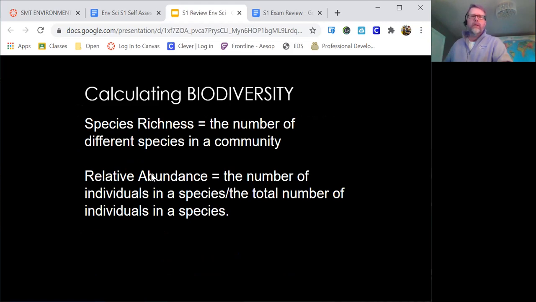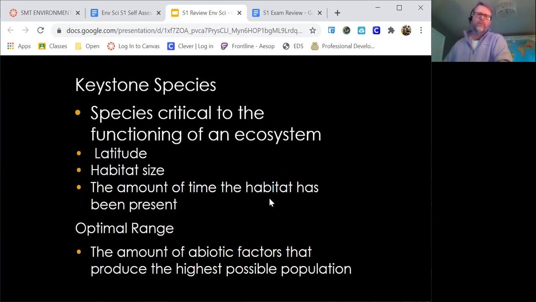So when calculating biodiversity, we can look at species richness, which is the number of different species in a community, or the relative abundance, which is the number of individuals in a species divided by the total number of individuals in a species. Okay, so we're going to do the number present versus the total number. And that also gives us the keystone species.